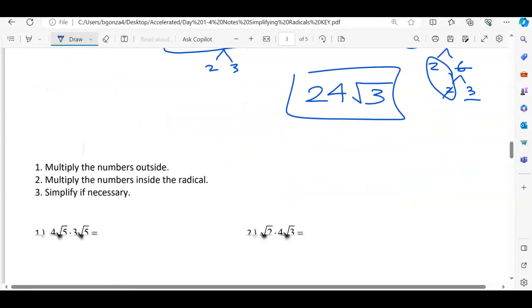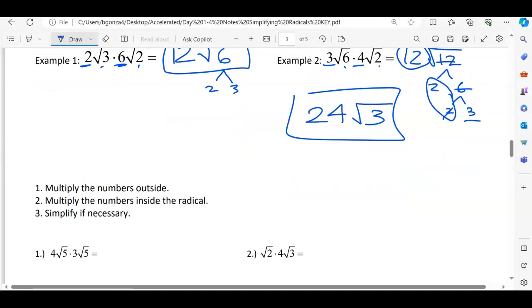Can you do 2 problems on your own? I'll give you like 1 minute. Here we go now. See if you can do those 2.